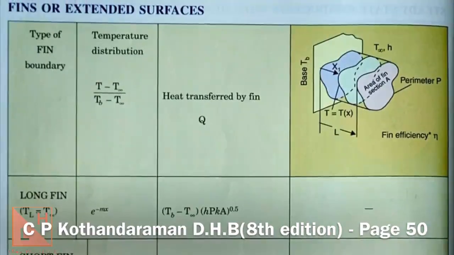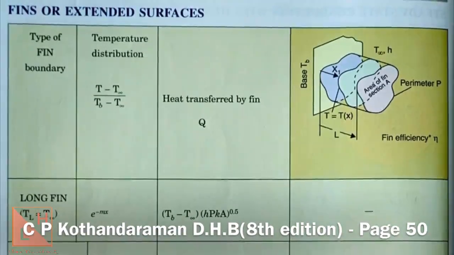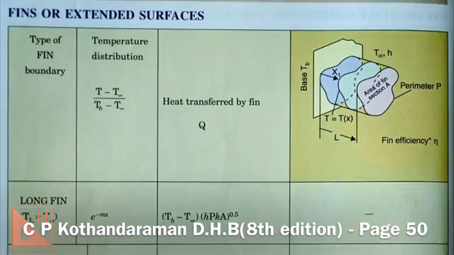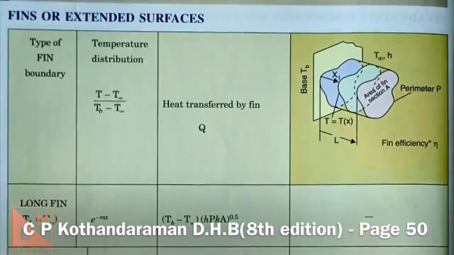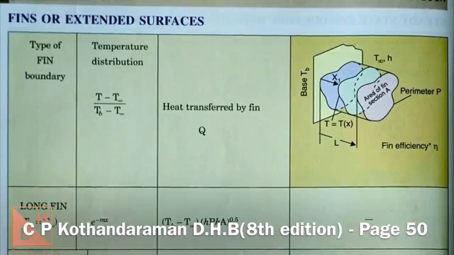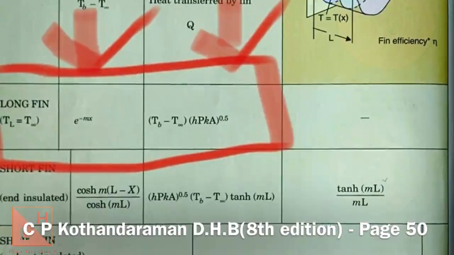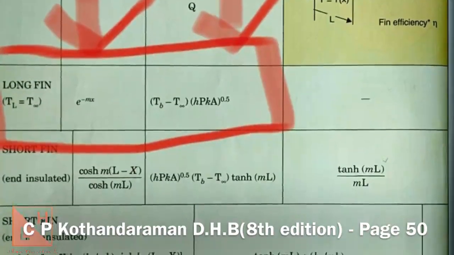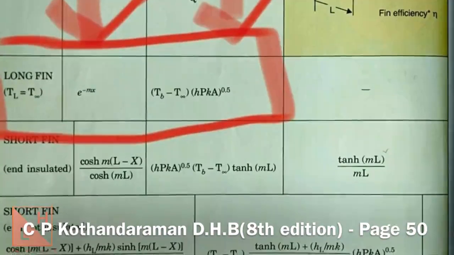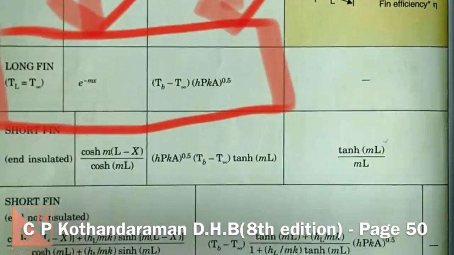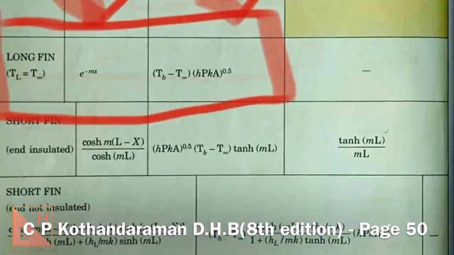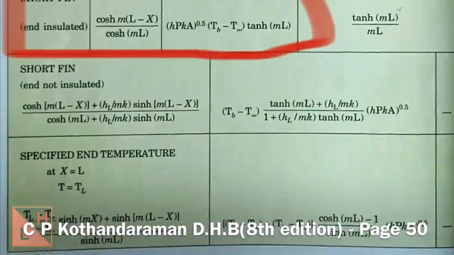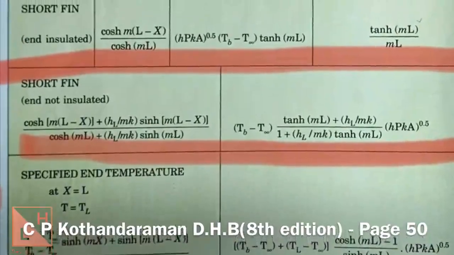I am using the 8th edition, and you will find these formulas for extended surfaces on page number 50. The formulas for temperature distribution, heat transfer rate, and efficiency and effectiveness will be obtained here. Here you see the formula for temperature distribution in the second column. The first column says what type of fin it is. It is a long fin in this case. The second column gives temperature distribution, and the third column gives the value of Q. It repeats for short fin, end insulated, and also for short fin, end not insulated.